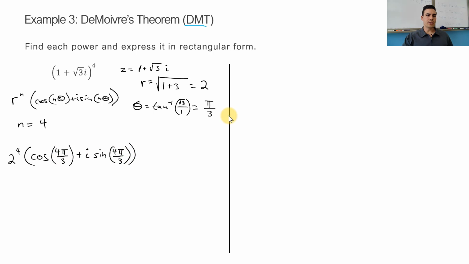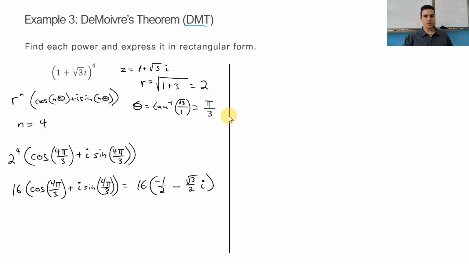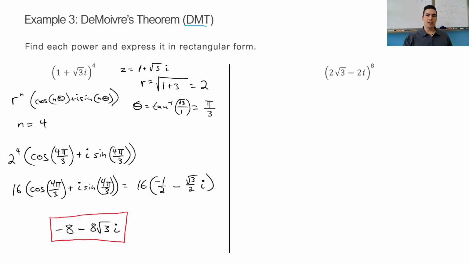And we can go ahead and start reducing these down. We'll have 16, the cosine 4 pi over 3 plus i sine 4 pi over 3. That's going to be 16 times negative 1/2 minus root 3 over 2i. And that's going to give us a final rectangular form of negative 8 minus 8 root 3i. All right, so you guys go ahead, pause the video, and do the same thing for this complex number here. Find the power, express it in rectangular form.